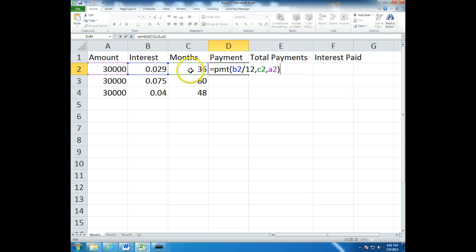And you can see that that's highlighted those in blue, green, and purple respectively, and that's going to calculate a payment for me. And you can see that the payment is actually a negative number, $871.11.